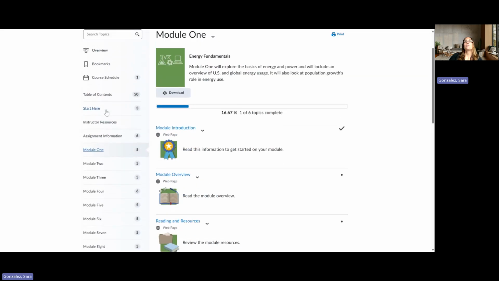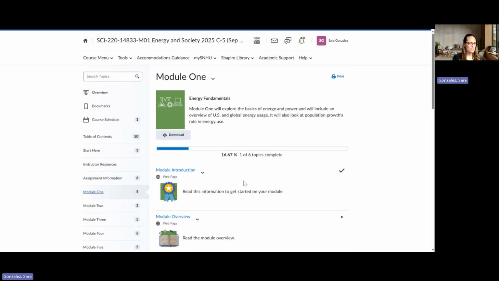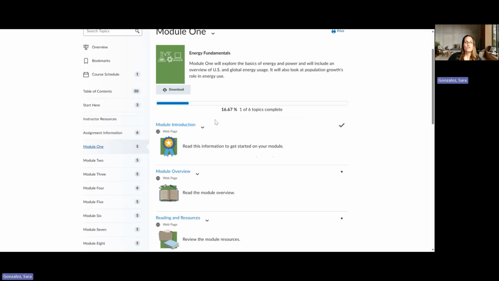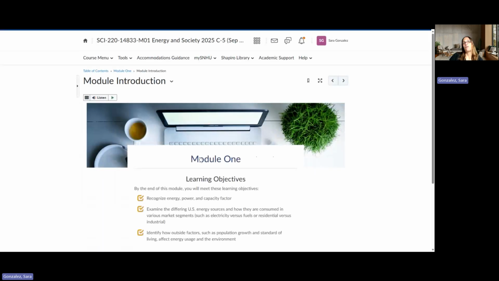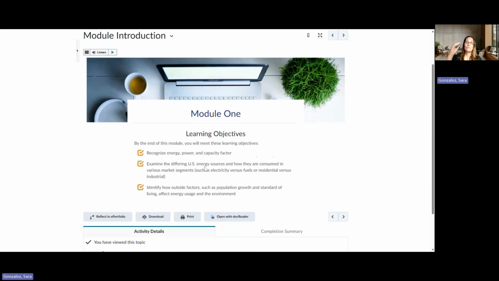Assignment information is here as well, so this has all the rubrics. More importantly, let's go to what's due for this week. This week is going to be a great introduction into energy fundamentals. The module is pretty much organized for you. The introduction goes over some of our objectives, looking at several types of energy sources we use to get our electricity, looking at population growth and energy usage as well, and looking at energy, power, and capacity factors.